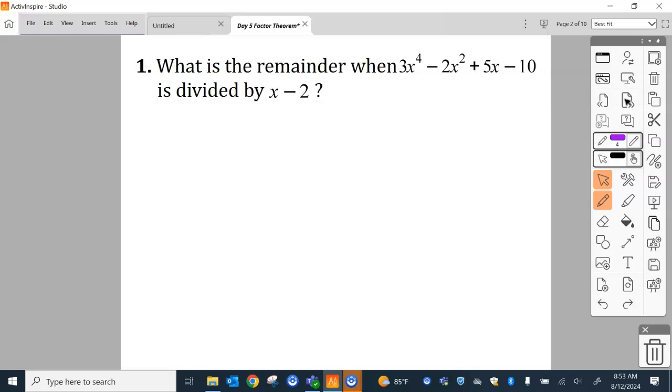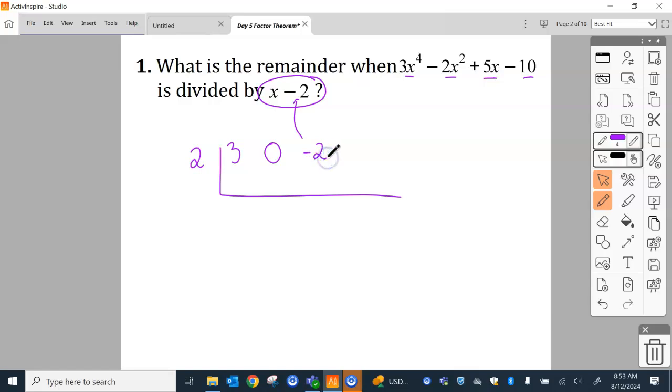The big thing here, when we do synthetic division, is we need to make sure we change the sign on this value since it's given as a factor, not an actual x value. So we're going to change the sign so it becomes positive 2. We're going to set up our L. Again, remember your teacher might set up the L a little bit differently, but it all means the same thing. And now we need to make sure that we keep those placeholders. So we've got 3 as our first coefficient. We have 0x cubed. Then we have negative 2x squared, 5, negative 10.